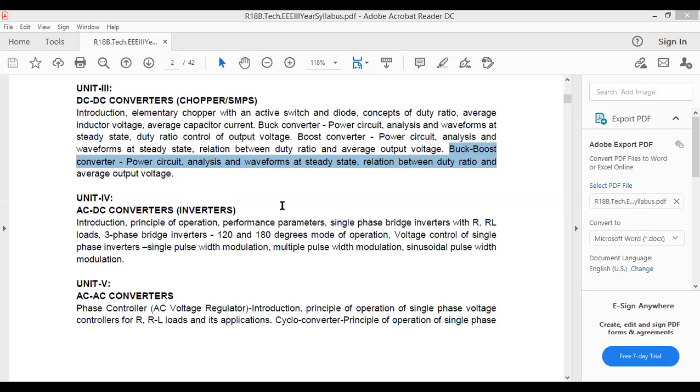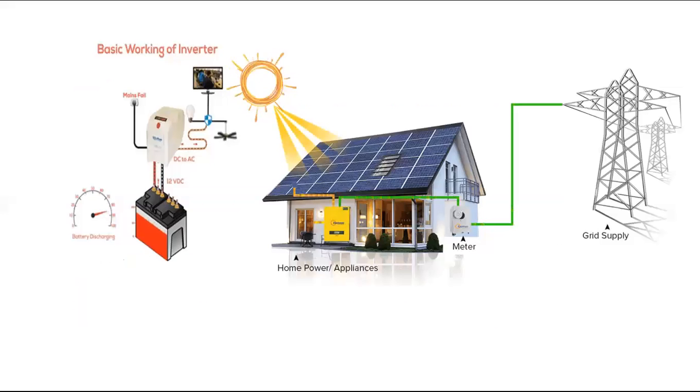Now I'm going to start the new unit which we are taking. Now you can see the very first introduction. You can see the animation of the inverter.